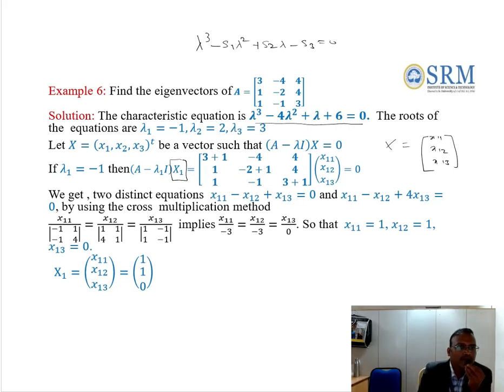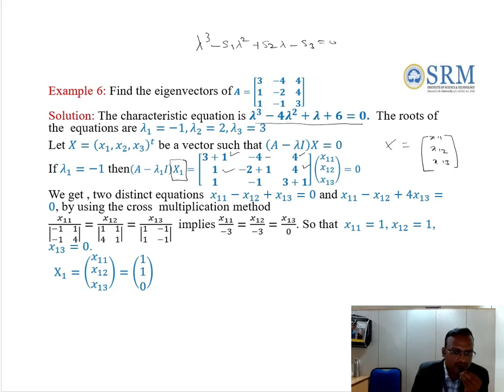Okay. So therefore, (A minus lambda 1 I) x1 is of the form: because here lambda 1 is minus 1, 3 minus of minus 1 becomes 3 plus 1, that is 4; then minus 2 of minus 1 is minus 2 plus 1; then 4, 1, minus 1, 3 plus 1, equal to 0. Then if we do the calculation, we will be getting two distinct equations: x11 minus x12 plus x13 equal to 0. The second equation is x11 minus x12 plus 4x13 equal to 0.